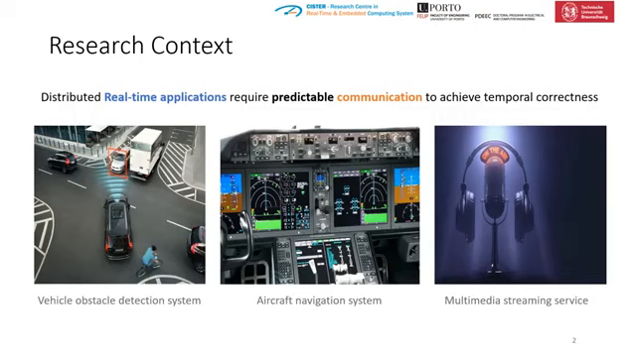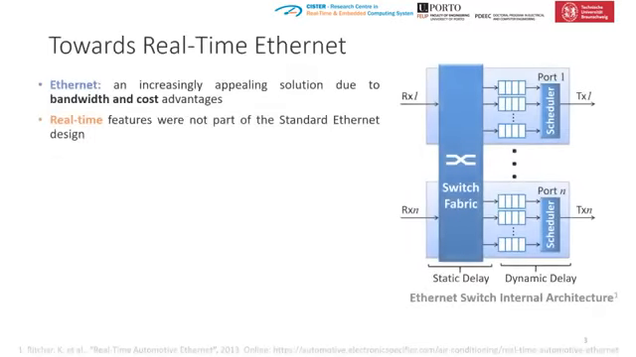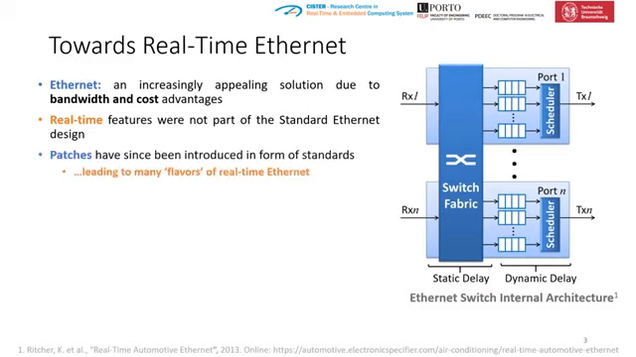Distributed real-time applications from the avionics to the automotive to multimedia streaming service all require predictable communication to function properly. Ethernet is becoming an increasingly appealing solution in the industry to achieve predictable real-time communication in these domains due to its bandwidth and cost advantages over previous communication technologies. However, real-time features were not part of the standard Ethernet designs, which necessitated the introduction of several patches in form of standards to introduce real-time features to Ethernet.